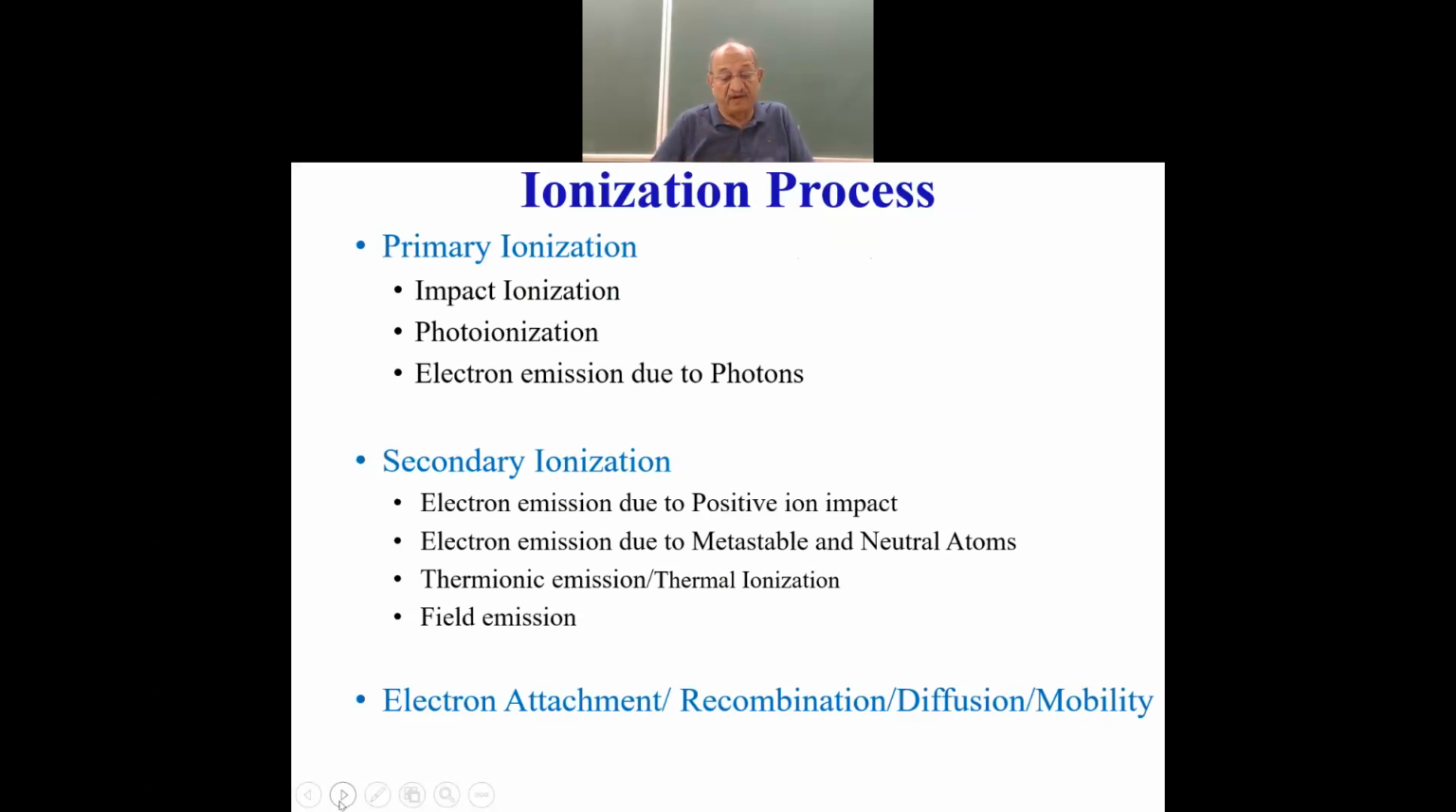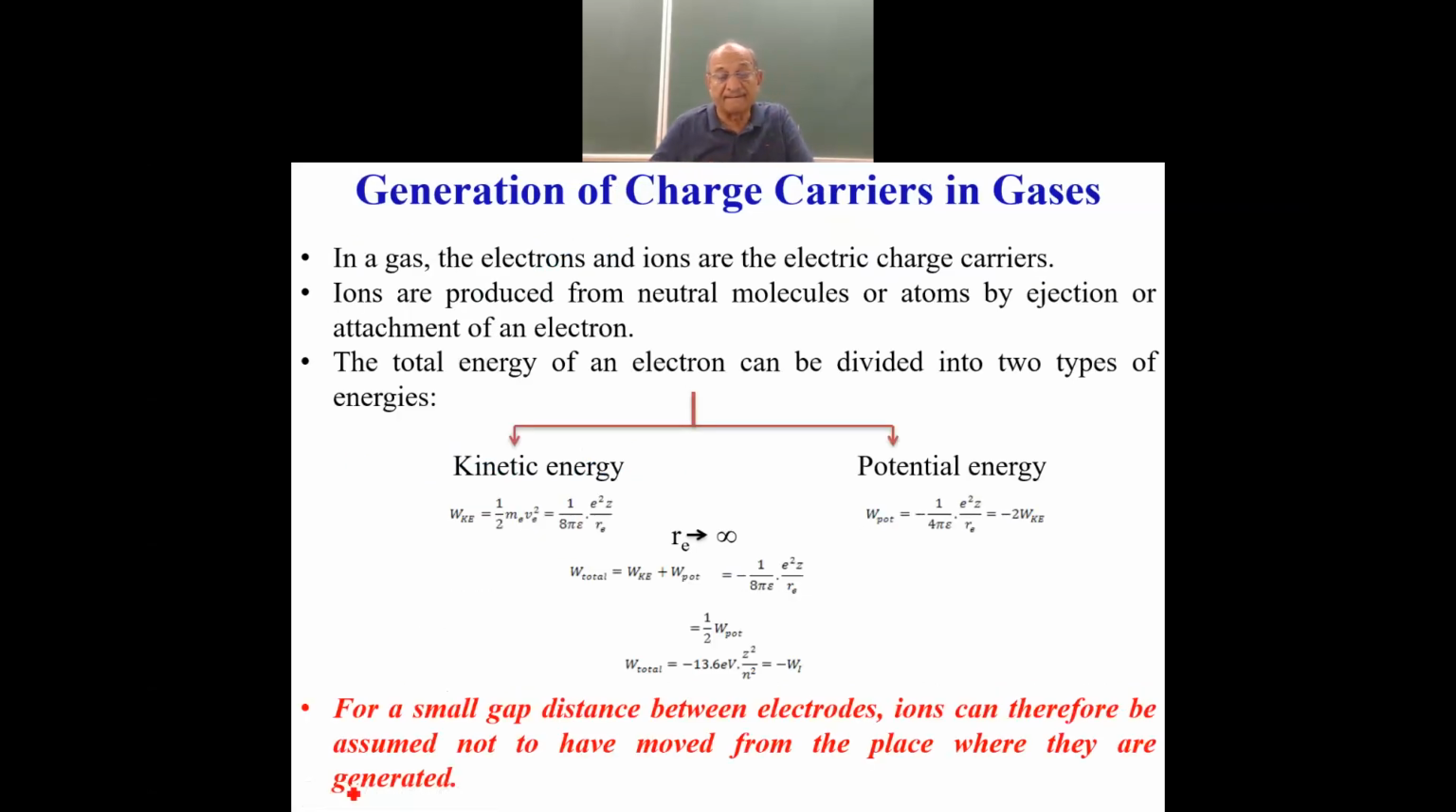Then electron attachment would take place in electronegative gas, and the electrons are absorbed by the neutral molecules of the electronegative gas, forming negative ions, and electron diffusion recombination processes also take place. Let's look at the generation of charge carriers in gases a little more closely.